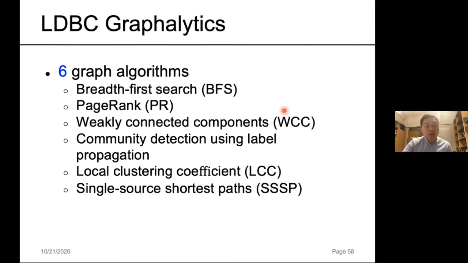The workloads focus on graph algorithms, including 6 graph algorithms: breadth first search, PageRank, the weakly connected components WCC, community detection using label propagation, the local clustering coefficient LCC, and finally the single source shortest path SSSP.